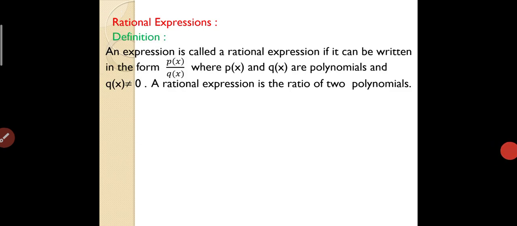An expression is called a rational expression if it can be written in the form of p of x divided by q of x. Understand children? And q of x is not equal to 0. A rational expression is the ratio of two polynomials.